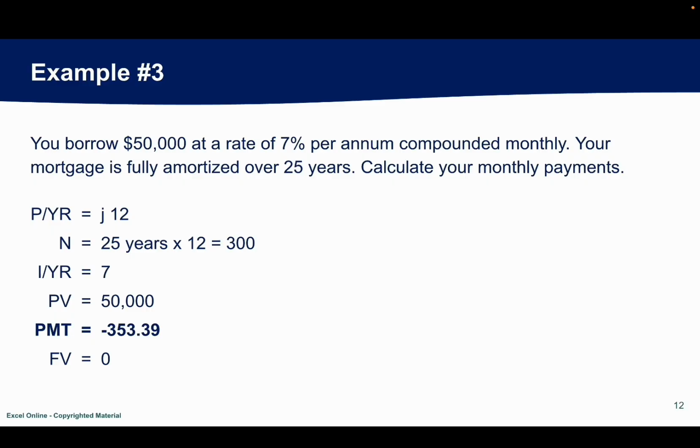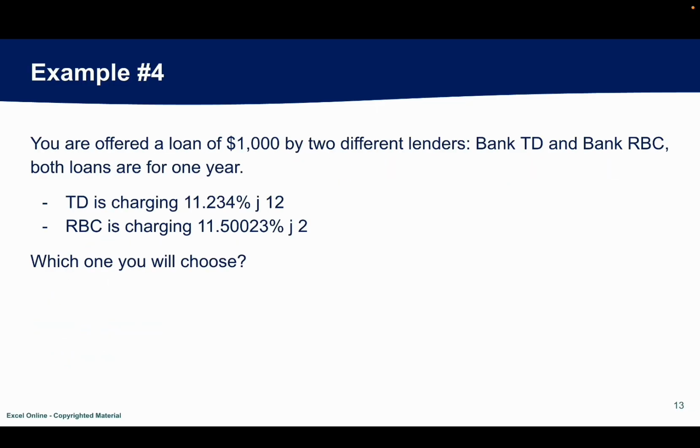So after entering the numbers into all of the functions, to finish the question, we must press PMT. And after pressing it, you will see $353.39. And remember, we round up the cent to the next higher cent. All right, on to example number 4.